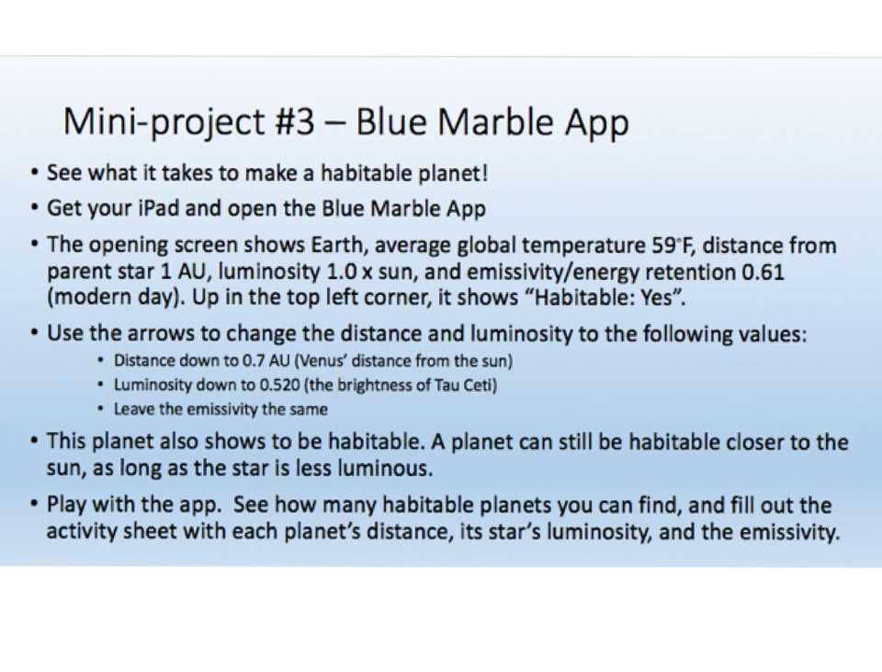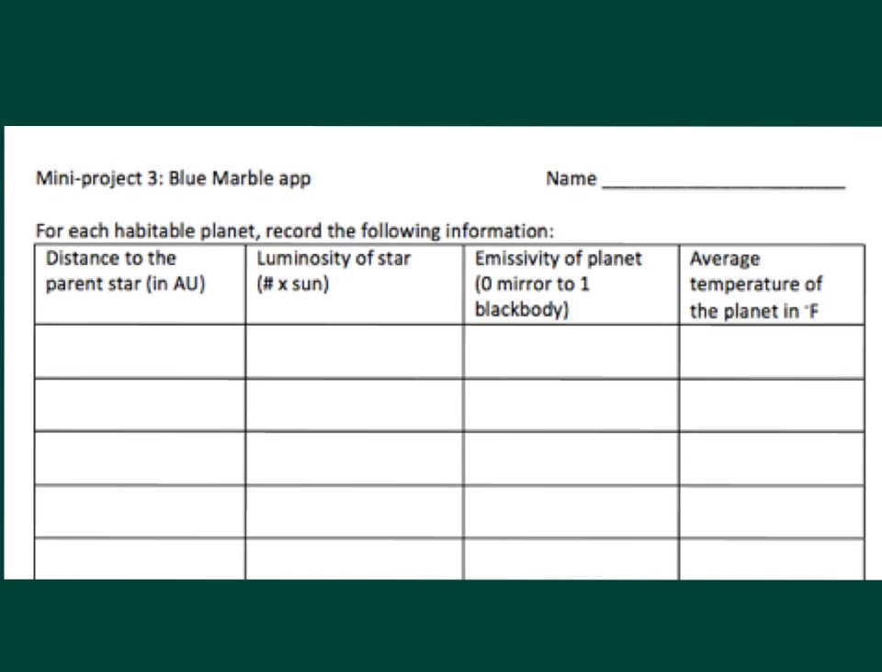You're going to consider all of these differences in mini project number 3. You're going to play with an app called Blue Marble. This app asks you to compare distance to parent star, luminosity or brightness of a star, emissivity, and average temperature of planets, and try to create as many habitable worlds as possible. Play with the app and see how many habitable planets you can find, and fill out your activity sheet showing each planet's distance, star's luminosity, emissivity, and average temperature of the planet. Your data sheet looks like this, and if you need your app reset, please let me know.